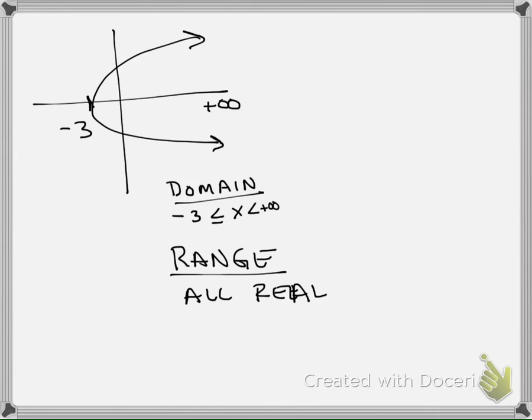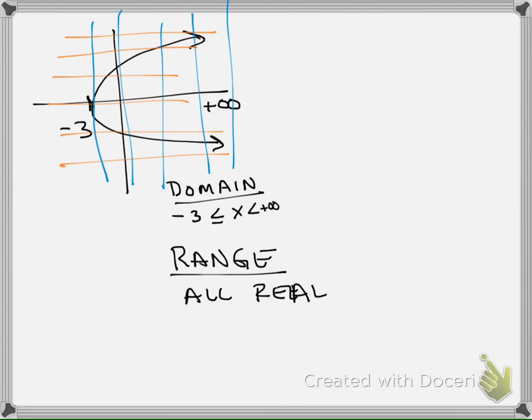Because on the y-axis, I can take my line, and no matter what, I'll be able to draw a horizontal line to the graph. But on the x-axis, I can only touch the graph at -3 all the way to positive infinity. The second I get to the left side of -3, I will no longer be able to touch my graph.